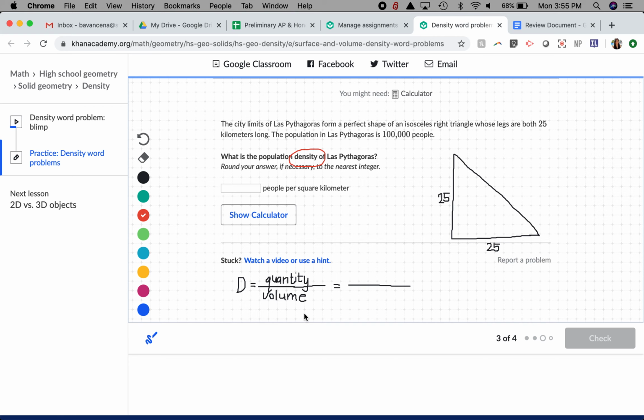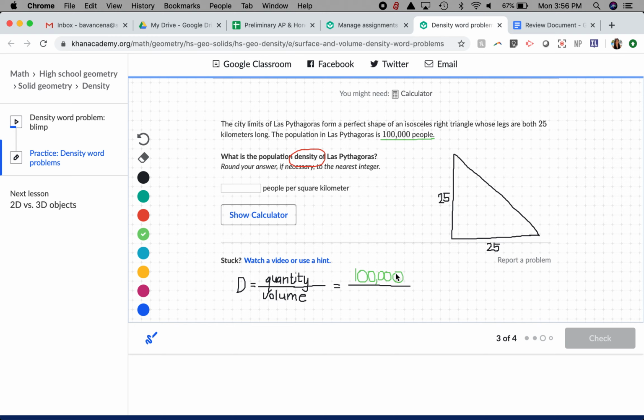Looking down below, you can see that we use this equation where density is equal to quantity over volume as a way for us to find density. So let's go ahead and look at our given and figure out what we can plug in. Well, first, what I see is that we are given for a quantity 100,000 people. Quantity is how many things we're trying to fit into the shape. So in this case, it's 100,000 people.